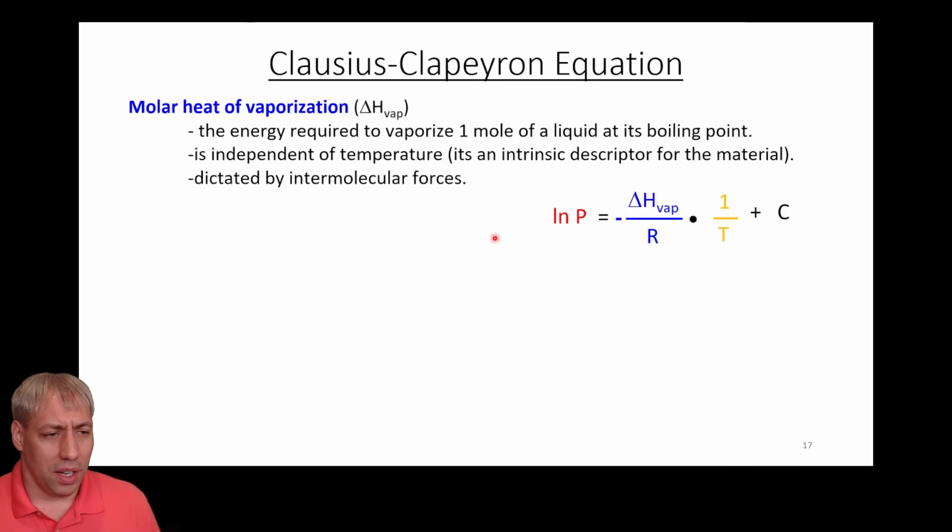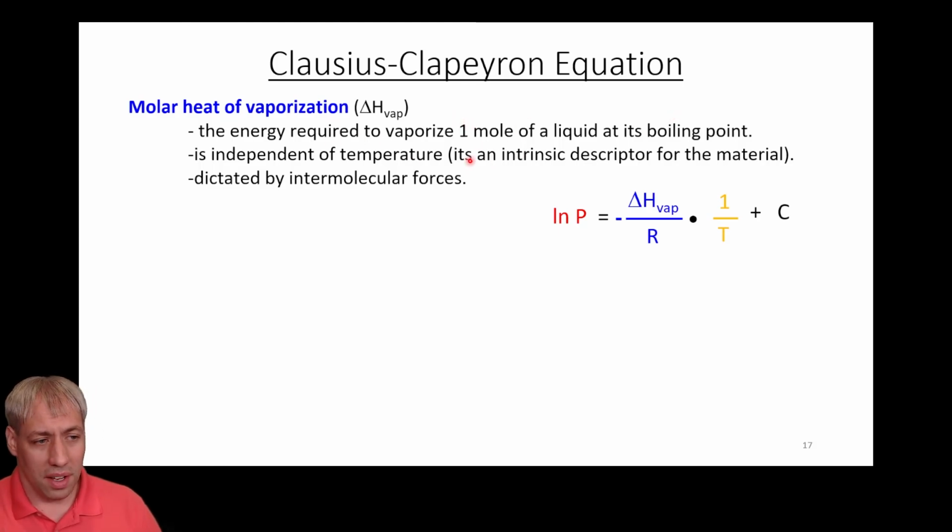And so what this molar heat of vaporization effectively is, and here's the formal definition, it's the energy required to vaporize 1 mole of liquid at its boiling point. So it basically says at the boiling temperature, whatever that is, how much energy do you have to pump into the system to break those intermolecular forces and shoot those molecules up into the gas phase? And so this is an intrinsic descriptor of the material.